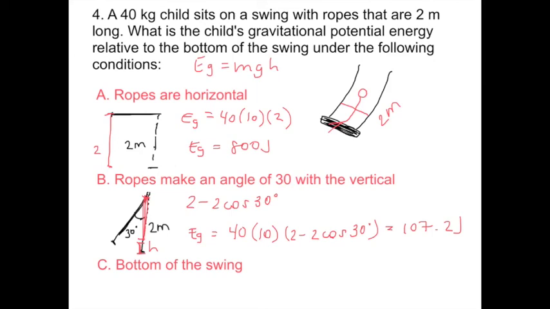Finally, if the child is at the bottom of the swing, well, now we know that the height relative to the bottom of the swing is 0, because the child has reached the bottom of the arc. So, if we plug in mg and h, we get 40 times 10 times 0, or in other words, 0 joules of energy.